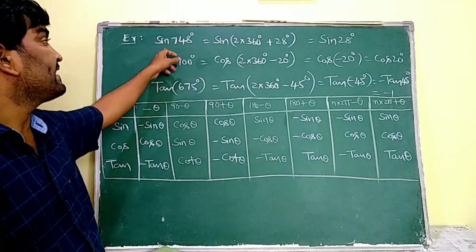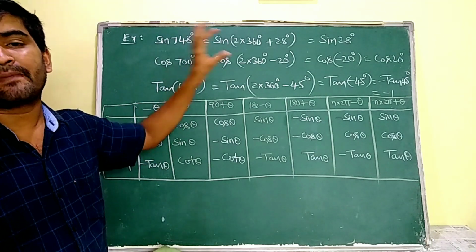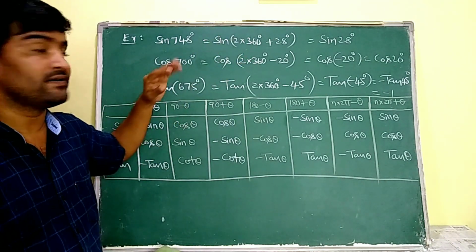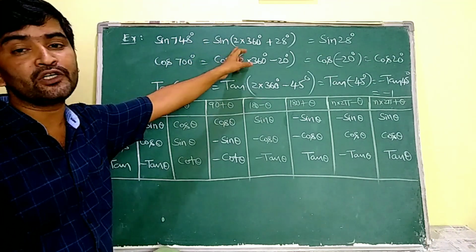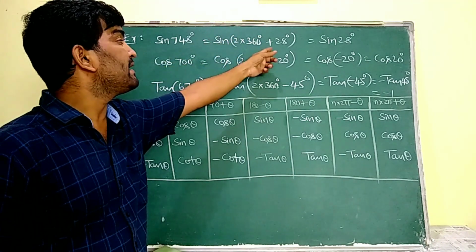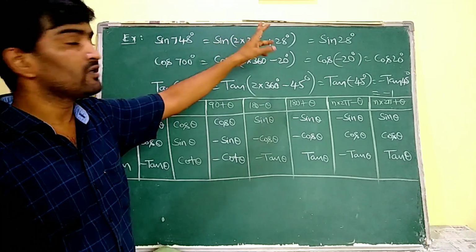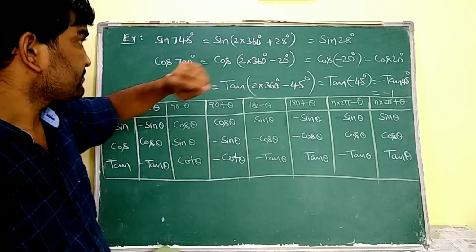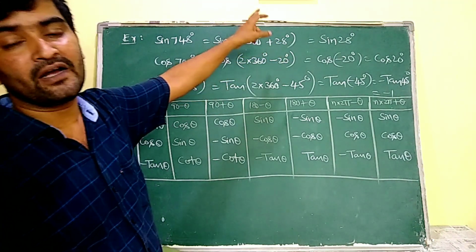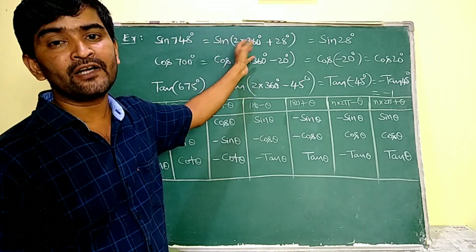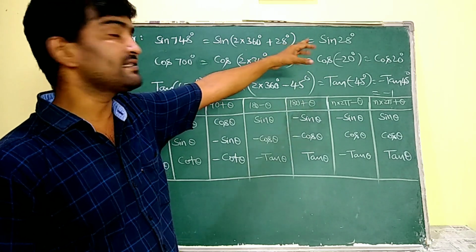See, sin 748 is more than 360, so it can be expressed as some n into 360 plus theta or minus theta. For that I am going to express sin 748 degrees as sin(2 into 360 degrees plus 28). Why? Because 2 into 360 means 720, and 720 plus 28 means 748. See, it is in the form of sin(2 into 360 plus theta). So I already told you that n into 360 plus theta gives the trigonometric ratio of that plus theta. That is sin 28, that's our answer.